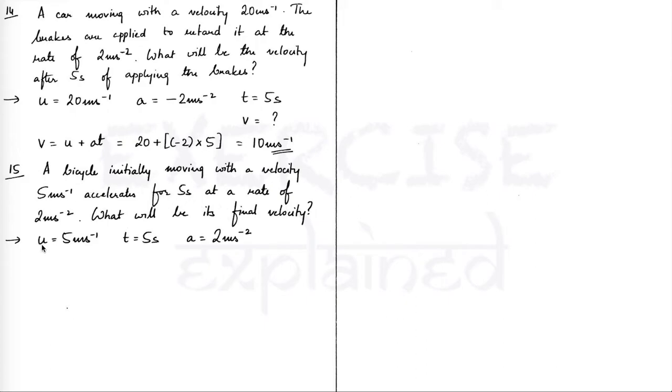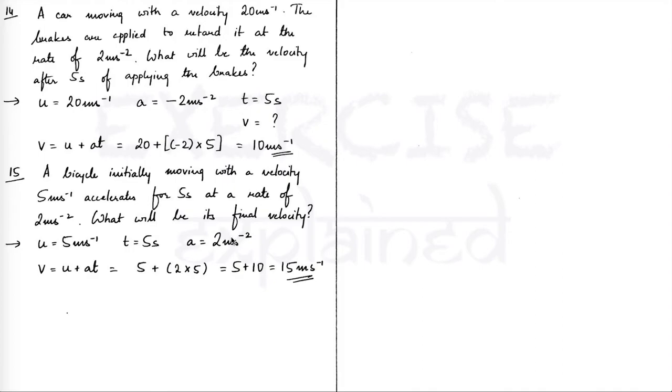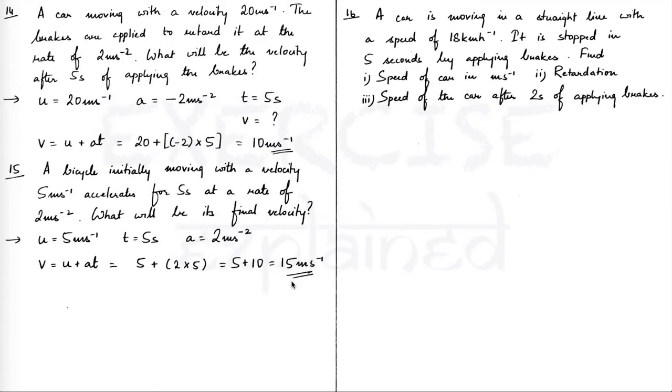So initial velocity is taken as 5 meter per second. Time is taken as 5 seconds. Acceleration is 2 meter per second square. So I use v is equal to u plus at. So I get it as u is 5 plus a into t is 2 into 5. So I get it as 5 plus 10, so that is 15 meter per second. So final velocity reached will be 15 meter per second.